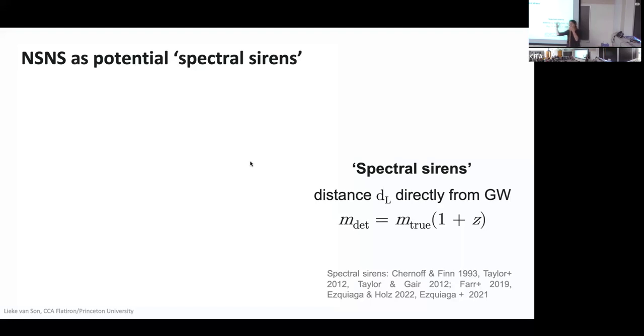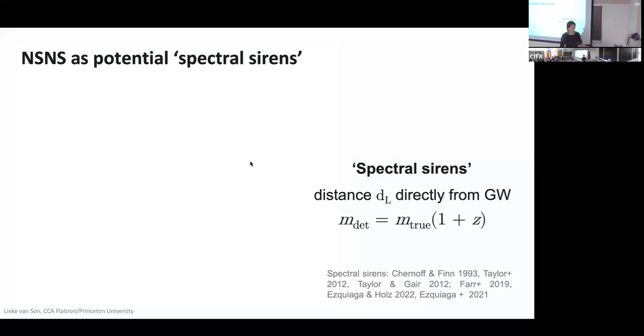Or if you know how the mass distribution behaves, and for example, the mass distribution doesn't evolve much with redshift, then most of the redshift will be coming from the cosmological redshift. And so the hypothesis is that because neutron stars only come from one formation channel, and they're much less dependent on metallicity, they might change their mass distribution much less with redshift.